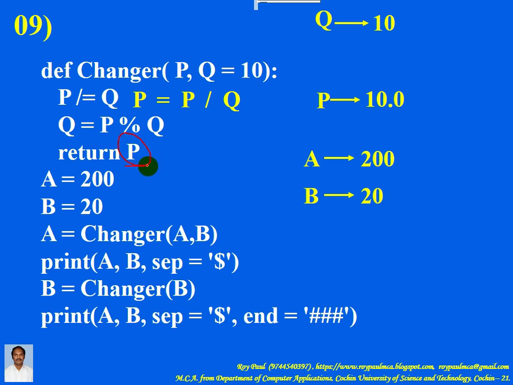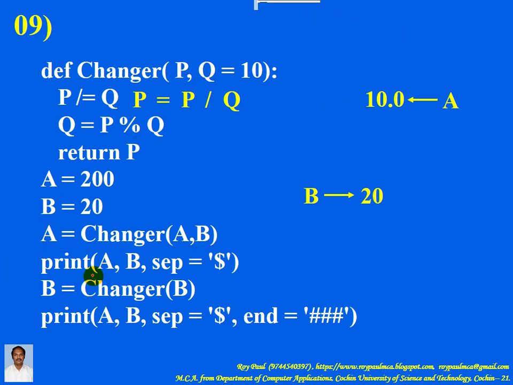Now return P. What does P contain? 10.0. To where it is returned? Answer is returned to the point from where it was called. So 10.0 comes here, and your variable A is pointing to this 10.0. So now your A is pointing to this 10.0. Again, when the control comes here, the local variables do not exist. So you need to cancel P, you need to cancel Q. So you can cancel this P and you can cancel this Q.